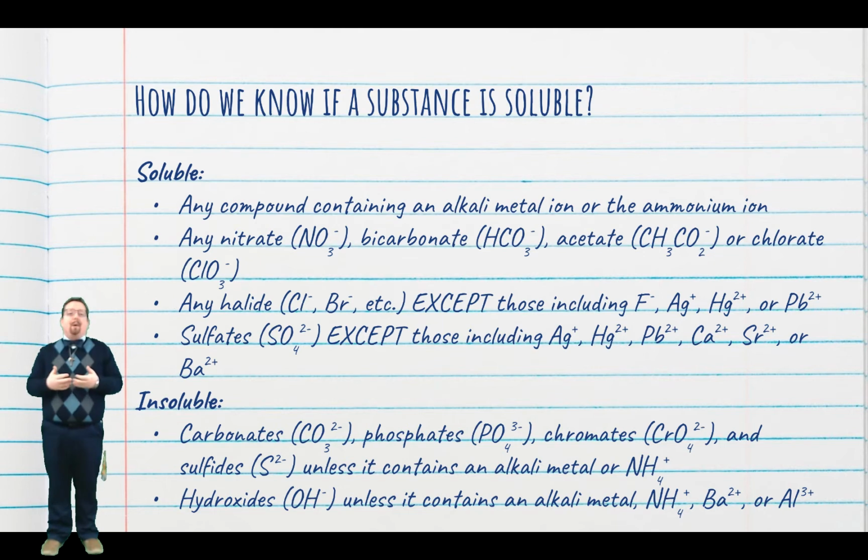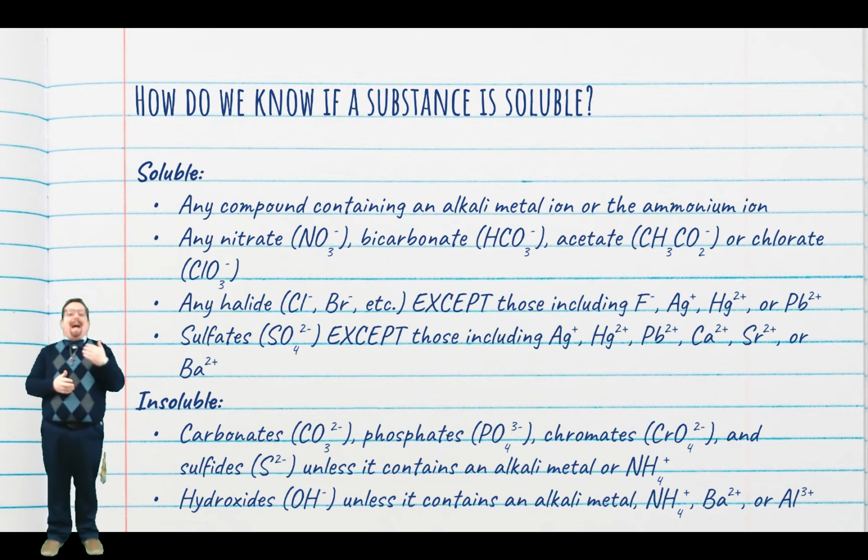If they dissolve, we call them soluble. If the substance meets one of the following 4 conditions, it's going to be soluble. If it contains an alkali metal ion, lithium, sodium, potassium, any of those alkali metals, or the ammonium ion, which is NH4+, it's going to be soluble no matter what. Also, if it contains the nitrate, bicarbonate, acetate, or chlorate ion, it's going to be soluble no matter what.